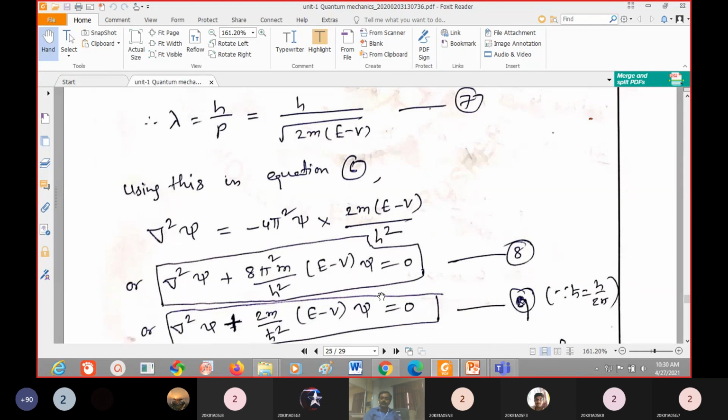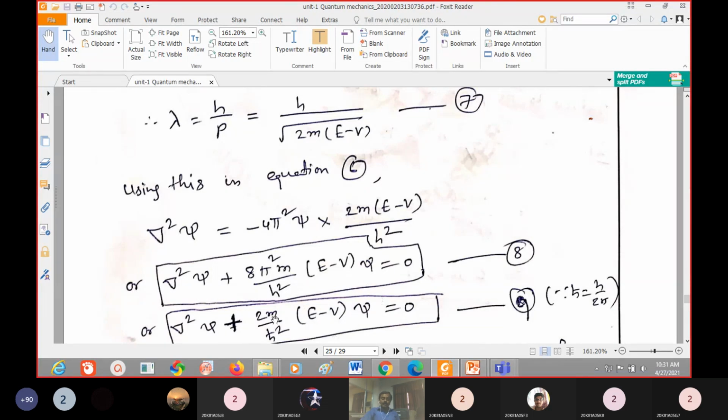So this is the Schrödinger time independent wave equation. Why do we call this the Schrödinger time independent wave equation? Because there is no time value here. That means without time we can calculate the position of the particle here. That's why we call this the Schrödinger time independent wave equation.